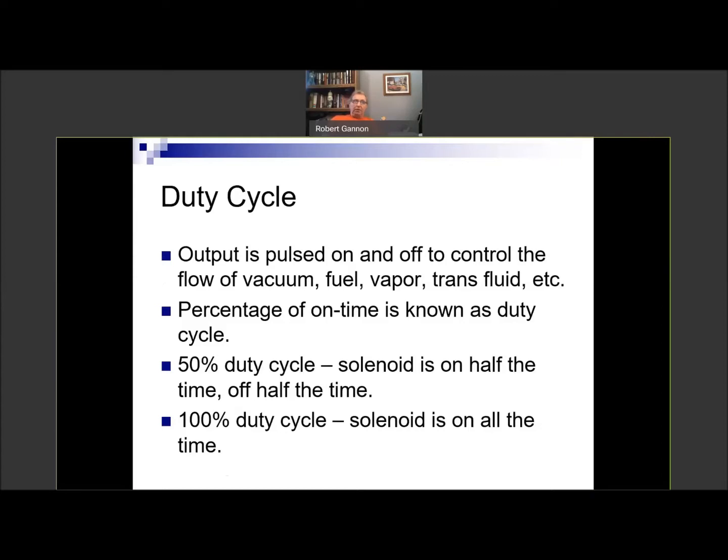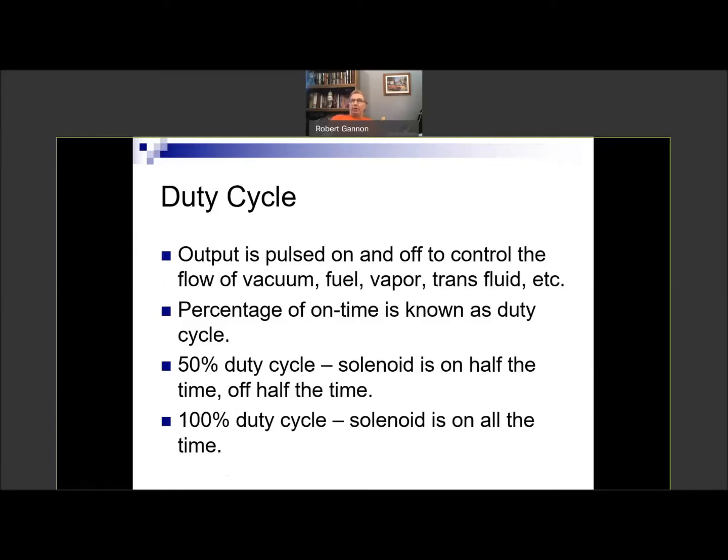Same thing could be accomplished by turning it on for 15 minutes, off for 15 minutes, on 15 minutes, off 15 minutes. In that hour, again, it would spend half of its time on and half of its time off. So if it flowed 1 gallon per hour, half a gallon would have flowed through it in that hour.